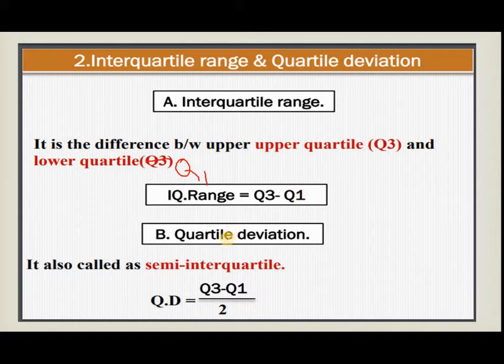The next one is quartile deviation. We also call this the semi-interquartile range. It is calculated using the formula Q3 minus Q1 divided by 2. Whatever interquartile range we calculated, the same Q3 minus Q1, divided by 2. So this is about interquartile range and quartile deviation. The process to calculate Q3 is the same as we applied for quartiles; whatever values we got in the quartiles, we just apply those values here.